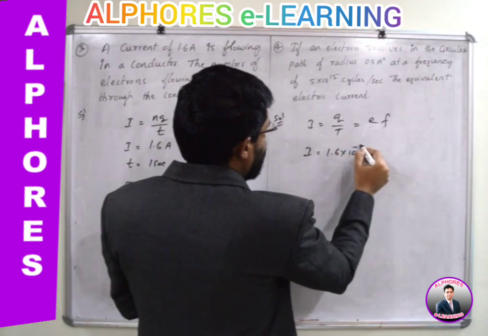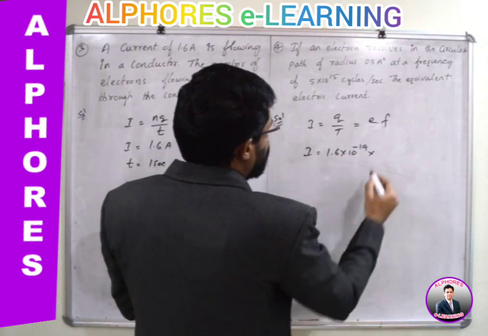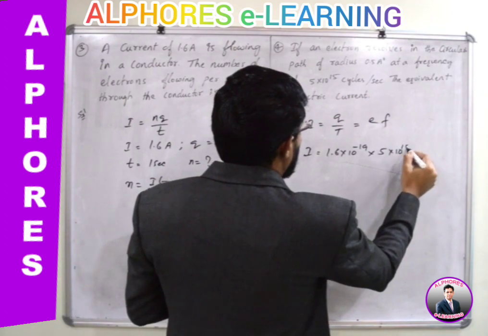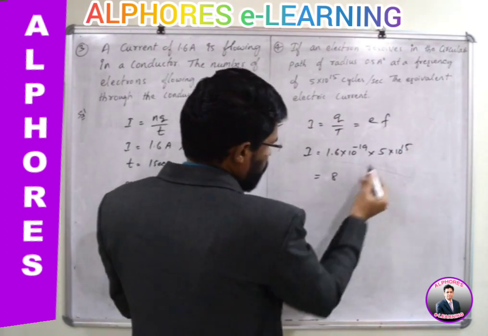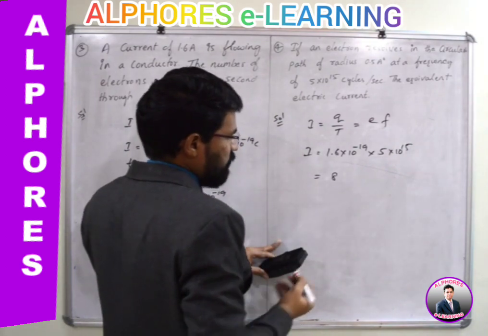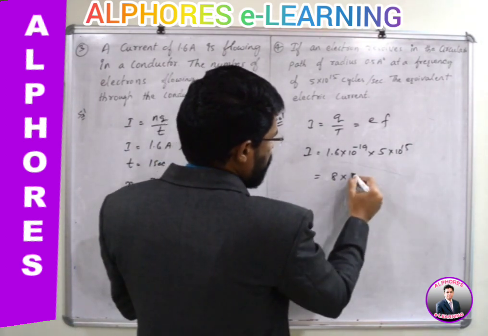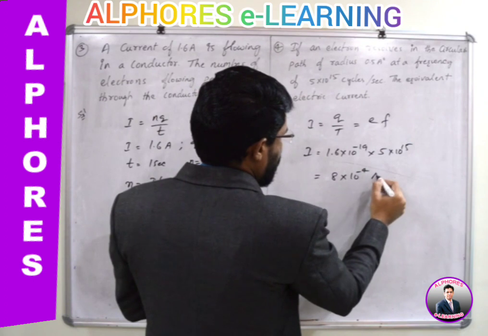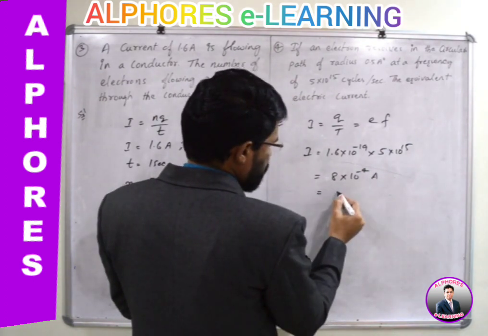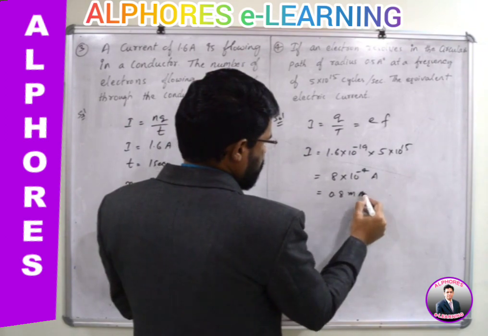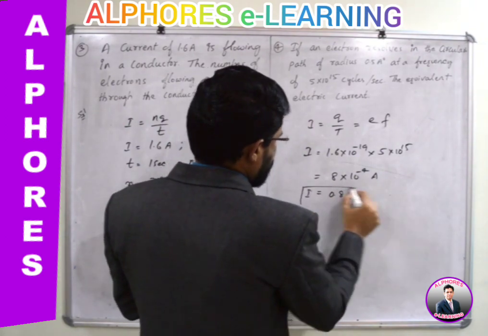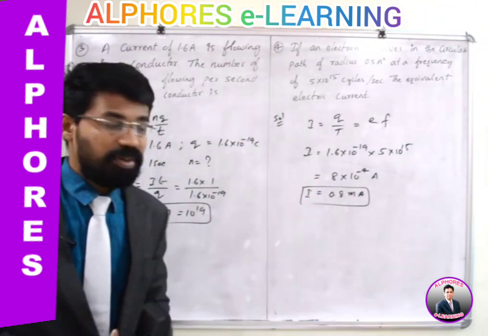Therefore I is equal to e, which is 1.6 into 10 power minus 19 coulombs, and the frequency is 5 into 10 power 15. So 5 into 1.6 is equal to 8, giving 8 into 10 power minus 4 amperes, or you can write this as 0.8 milliamps. So the current associated with that revolving electron is 0.8 milliamps.